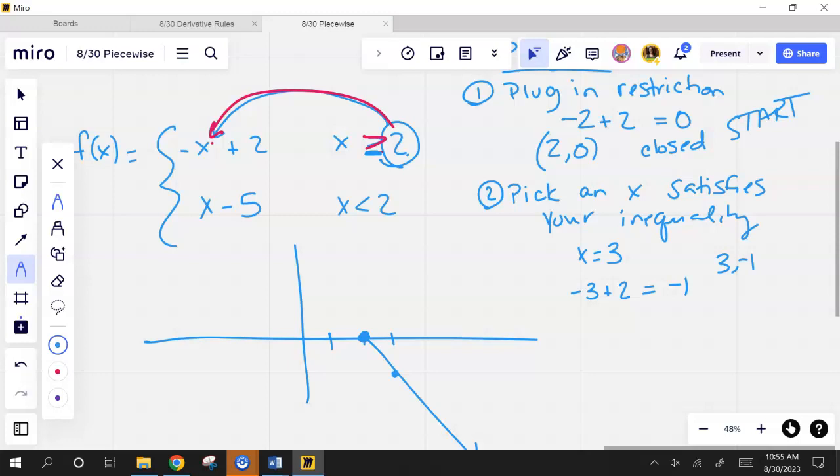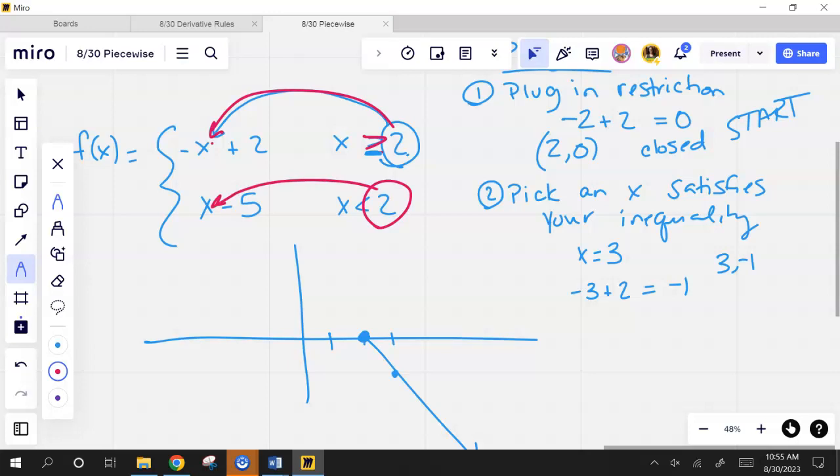All right. Second line, same song and dance for the second one. I'm going to plug in the restriction, pick an x that meets the restriction, graph that, and then go. So I'm going to start with 2, and that's going in.